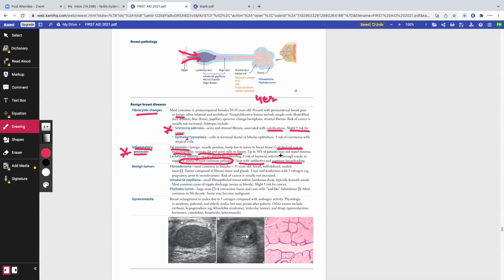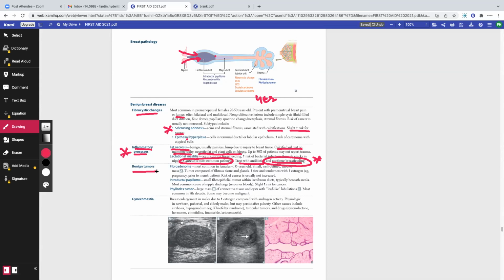I'm not really sure why you guys took so much time to give me the answer. If we should be advising our patients to have breastfeeding from the same breast or the opposite breast, because the answer is right over here. The answer is right over here. Treat with antibiotics and continue breastfeeding.